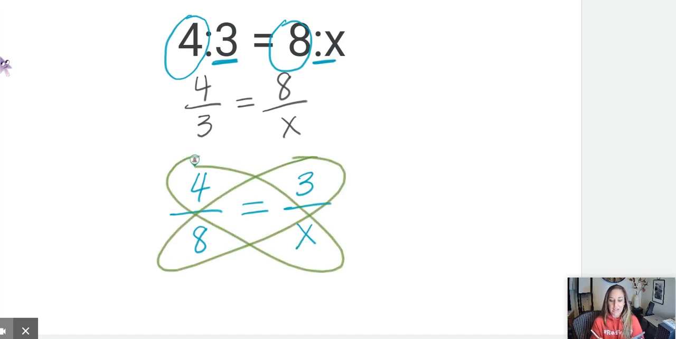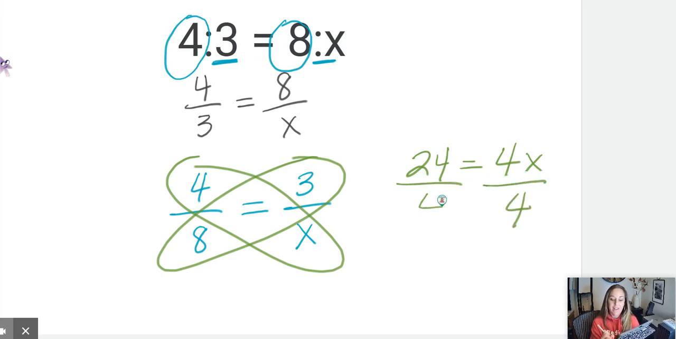8 times 3 is 24. 4 times x is 4x. So now I have 4 times x equals 24. They're multiplying the x by 4. Therefore, I am going to divide by 4. And if I divide both sides by 4, x equals 6, which is exactly what all of you who did the mental math up here should have gotten. 4 times 2 is 8. 3 times 2 is 6.